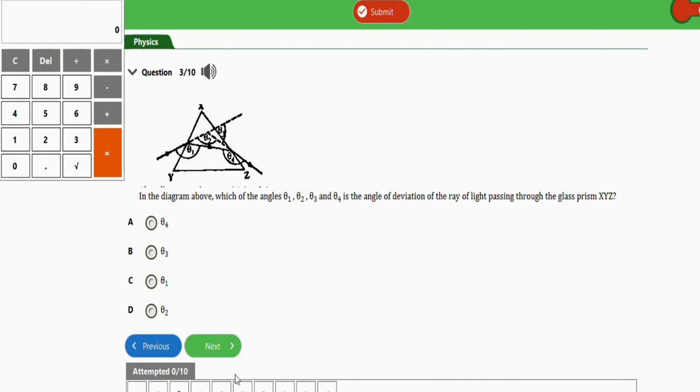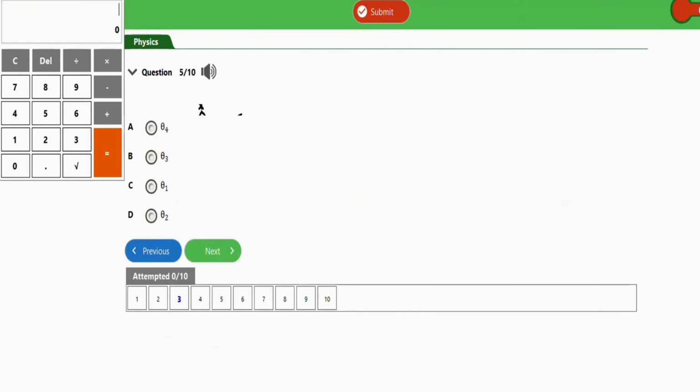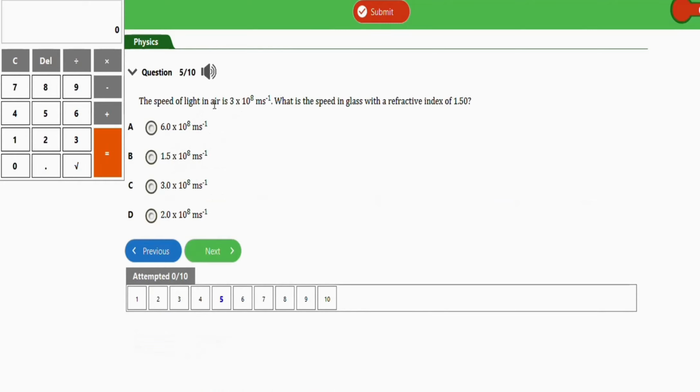Let's wipe this now and solve the next repeated question, which is this one. It says the speed of light in air is this value. What is the speed in glass with a refractive index of 1.50? For this particular question, the speed in glass will be the speed of light in air, 3 times 10 to the power 8, over the refractive index 1.50.